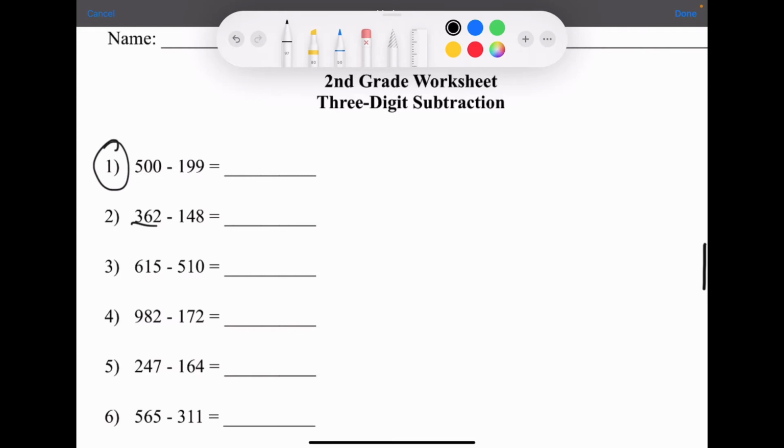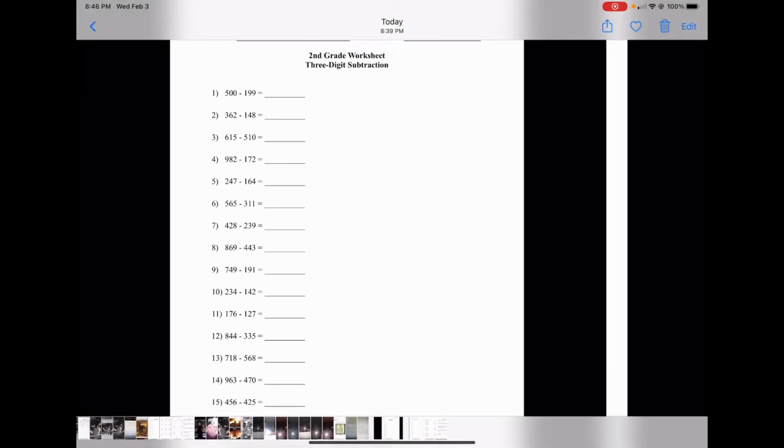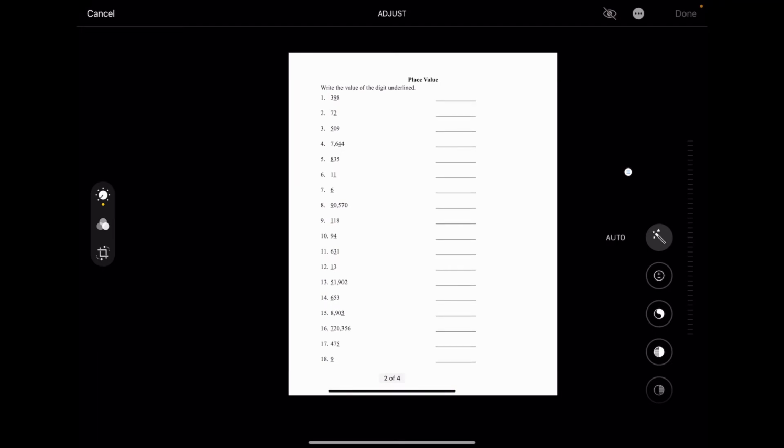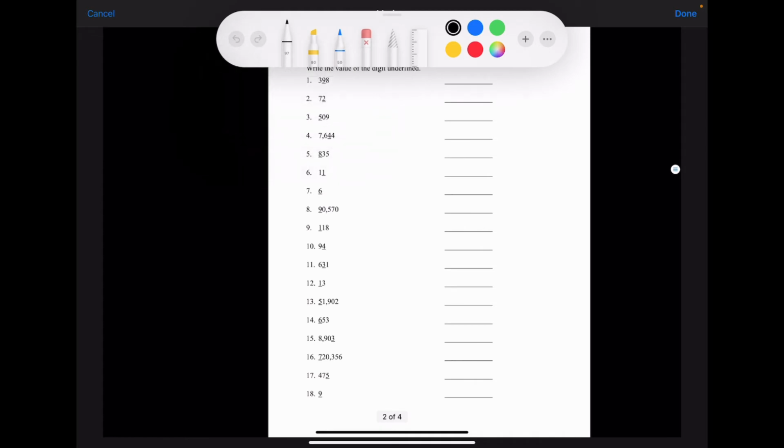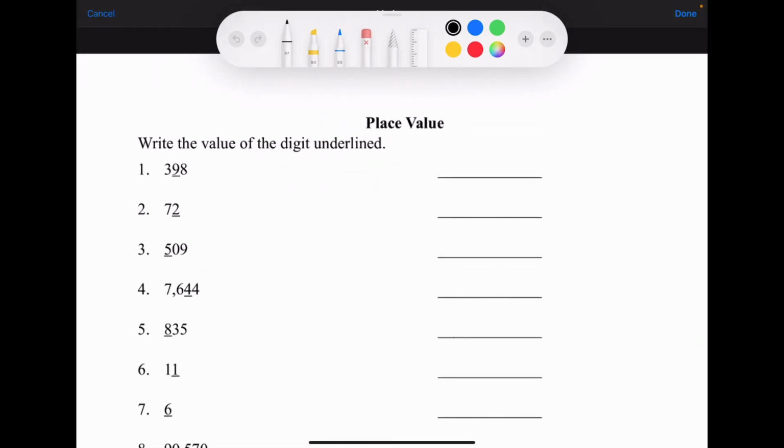So let me get it out. Okay, so in this page, it's asking us to write the value of the digit underlined. This is pretty simple. So this is the 100s place right here. This is the 10s place, and this is the 1s place. So if it's asking what's the value of the digit underlined right here, this is going to be in the tens place. And if we're looking at how many tens there are, it's just saying 9, right?